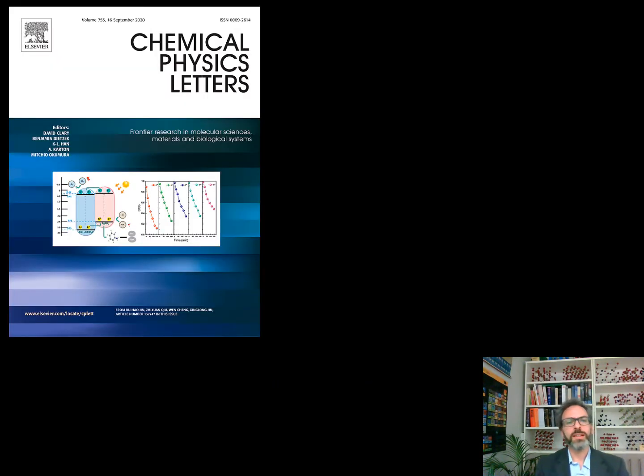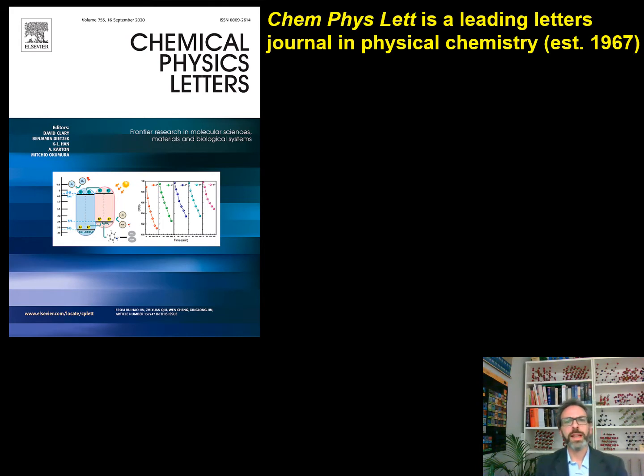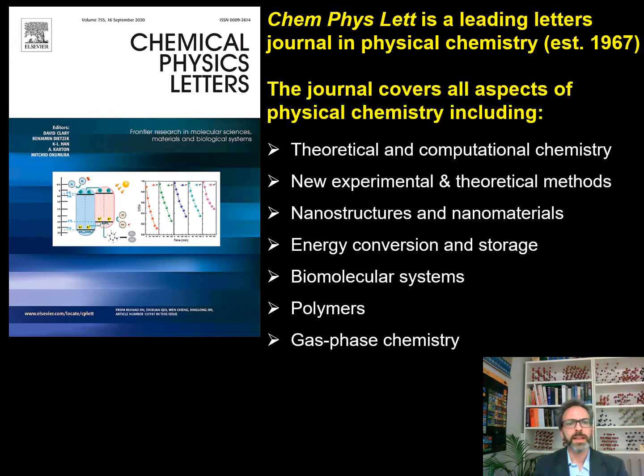It's not every day I get a chance to talk to leading physical chemists, so I would like to start with a very relevant topic, the Journal of Chemical Physics Letters. The journal was established over 50 years ago, and the scope of the journal covers all aspects of physical chemistry. So, for example, developments in theoretical and computational chemistry, new experimental methods, nanostructures and nanomaterials, energy conversion and storage, biomolecular systems, polymers, and gas phase chemistry.